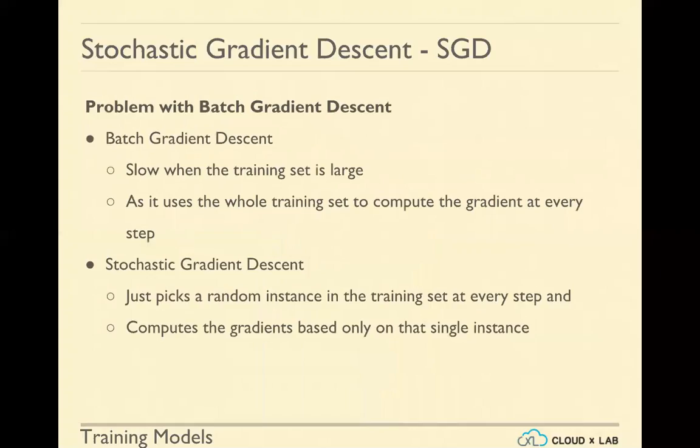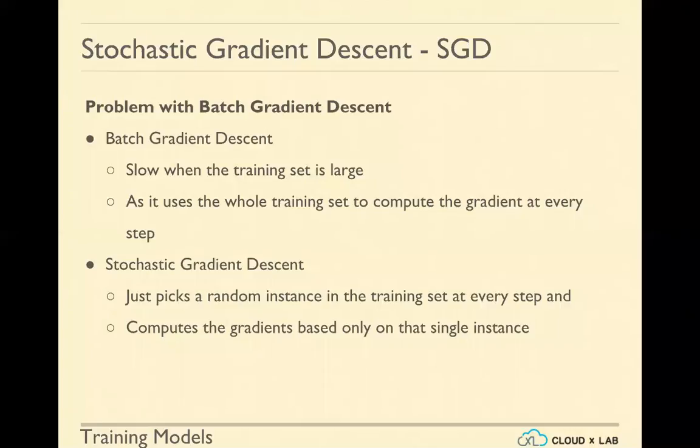Now, in case of the batch gradient descent, it was taking just too many iterations. So it is slow when the training set is large because it has to try all possibilities, as it uses the whole training set to compute gradient at every point of time. So that's where the stochastic gradient descent comes into play. It just picks a random instance in the training set at every step and computes the gradients based only on that single instance.